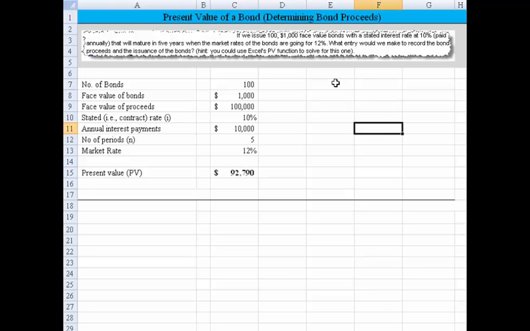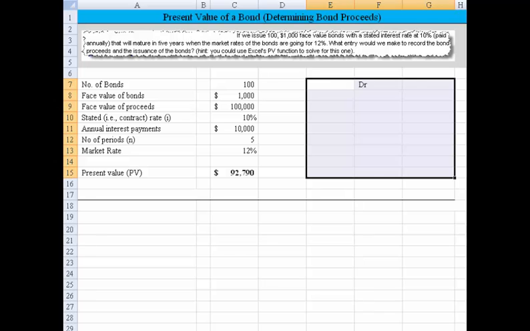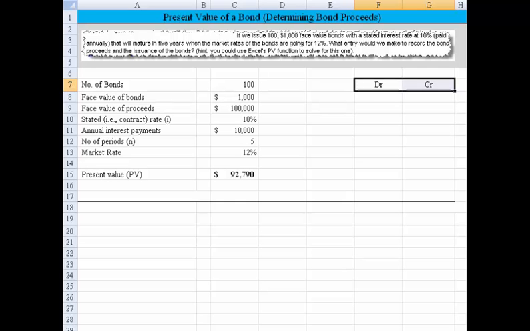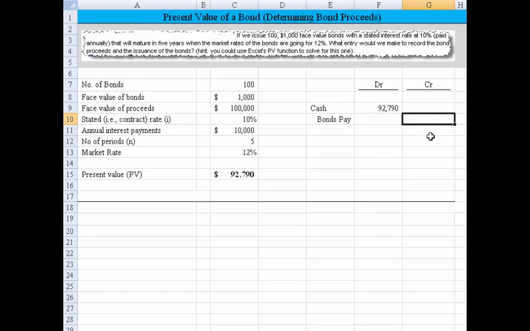All right, let me see if I can put down the entry that we would make. Let me bring these in black. We'll make debits and credits. I haven't worked this part ahead of time, but let's just do this. We would debit cash, the proceeds, equal to the $92,790, right? We would record bonds payable, and I'm going to indent that just a little bit, equal to 100,000. This would be the entry.